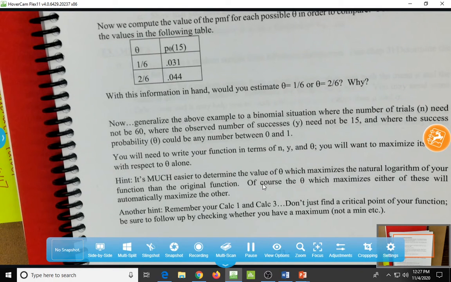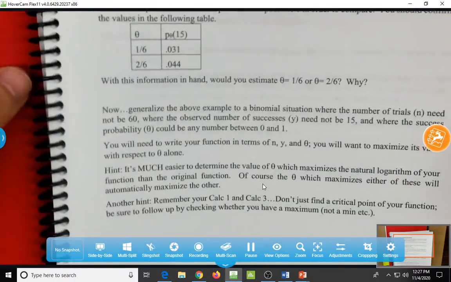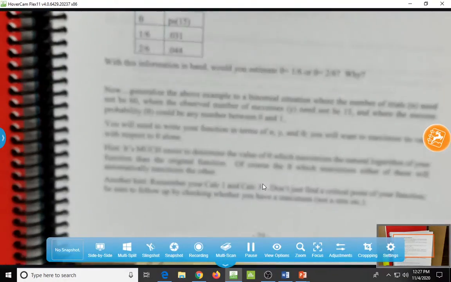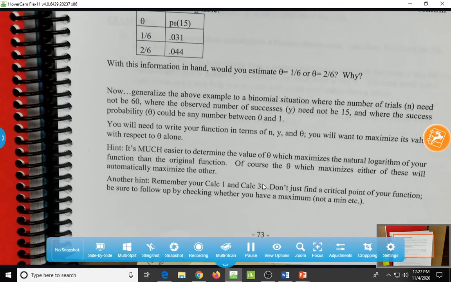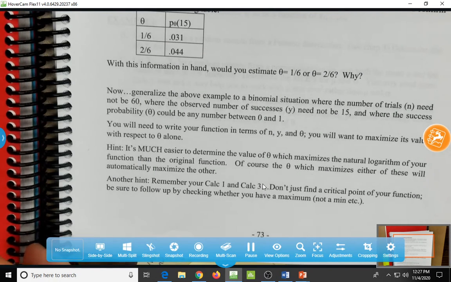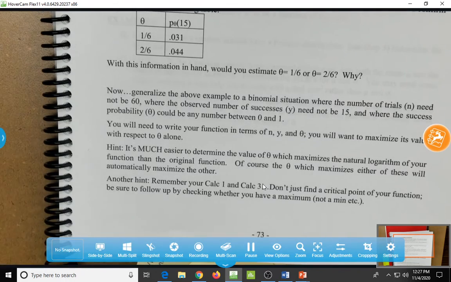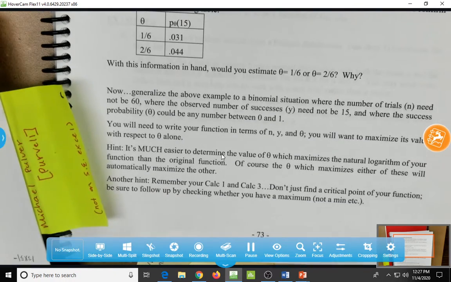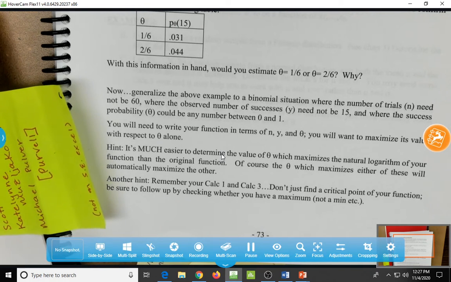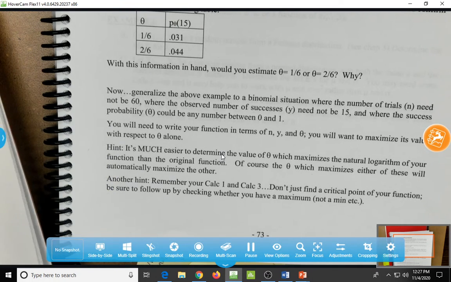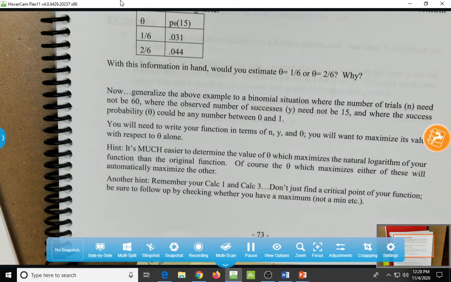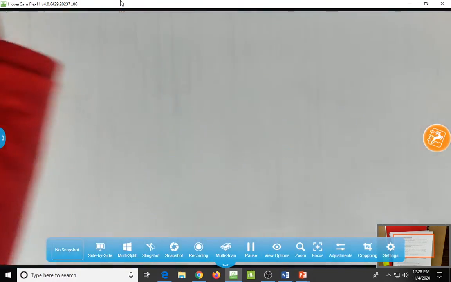So what we're going to do is move into a binomial situation where the number of trials need not be 60, but could be n, and the probability is any number between 0 and 1. And so we're going to write our function in terms of n, y, and theta, and we're going to want to maximize its value. Now, here we're going back to maximizing problems, and just as a hint, we are going to maximize not the function itself, but the natural log of the function.